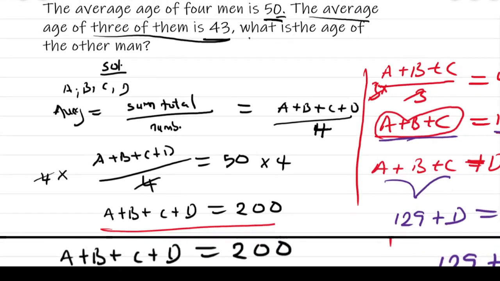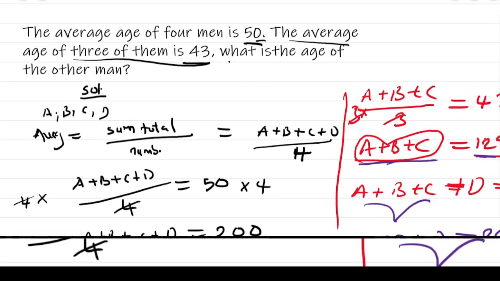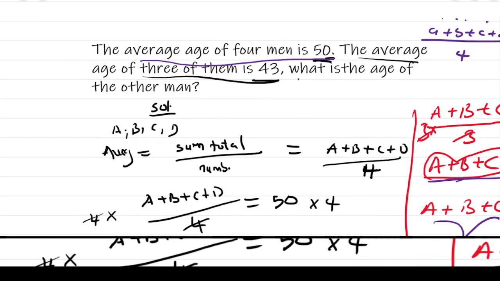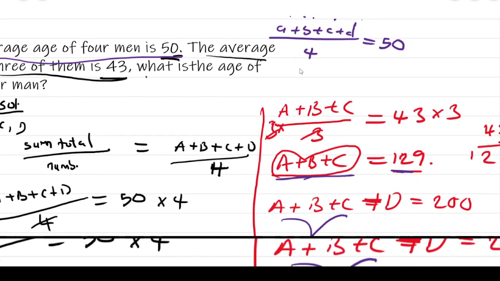Let's go back to what this video says. The problem says that the average age of 4 men is 50, and we solved it by taking the ages as A plus B plus C plus D. These are the 4 men, and their ages over 4 is 50. We are also told that the average age of 3 of them is 43. So we know that A plus B plus C over 3 equals 43. It is from this equation that we are able to solve this completely by putting in for A, B, and C what we found here.